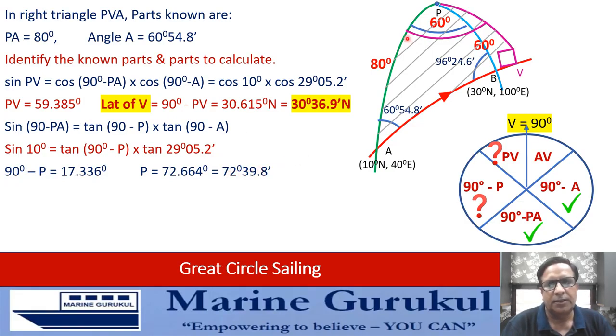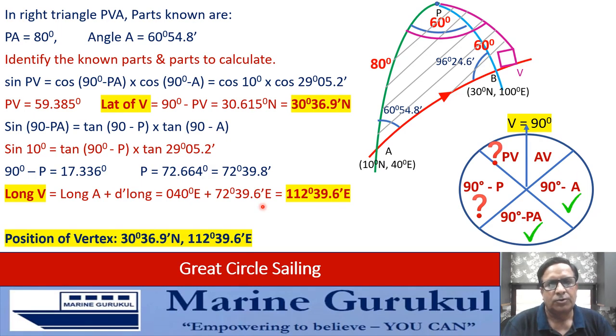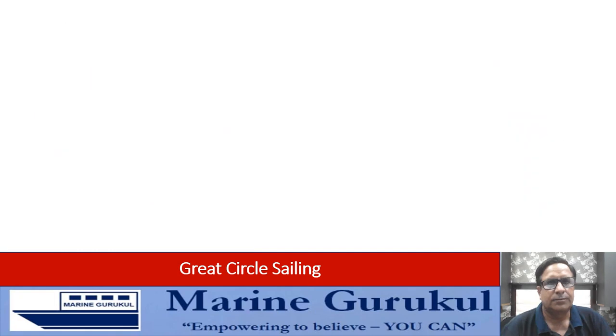In the diagram we can see this is the D long from A to V, and the diagram clearly shows that the D long is easterly from A to V. Therefore, the longitude of V would be the longitude of A, which is 40 degrees east, and D long is east, so we add them and we get the longitude of the vertex as 112 degrees 39.6 minutes. So the coordinates of the vertex are 30 degrees 36.9 minutes north, 112 degrees 39.6 minutes east.